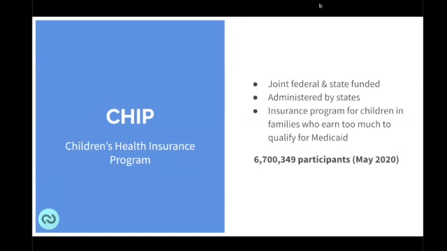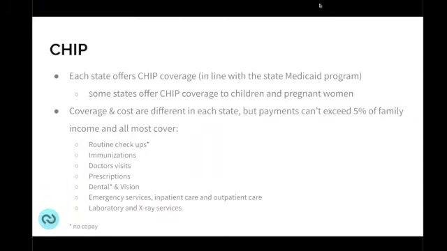So the May 2020 stats on that were 6.7 million participants in the US fall under the CHIP program. Similar to Medicaid, each state offers CHIP coverage. It does need to align with their Medicaid program, and that's because it's covering the people that Medicaid does not. Some states also choose to offer CHIP coverage to children and pregnant women, so it's not necessarily just for children.